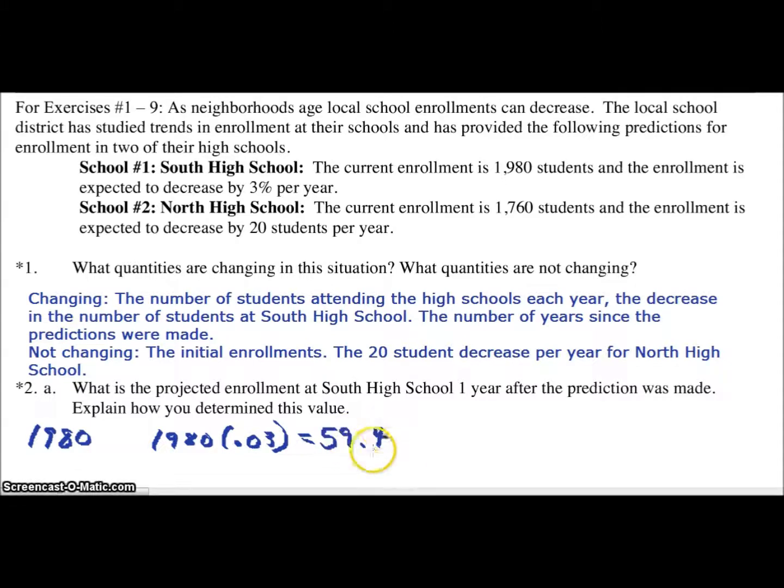That tells us that the number of students decreased by 59.4, which I think we could round to 59, because we can't have 1/4 of a student, but we just need to subtract that 3% from the original. And we get 1,921. So there's the projected enrollment 1 year after the prediction was made.